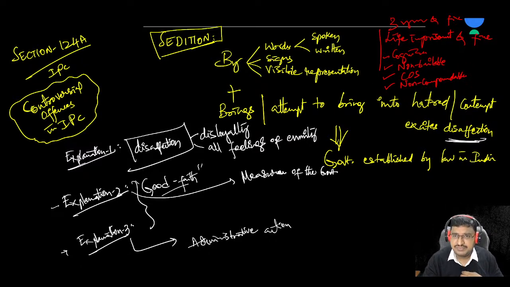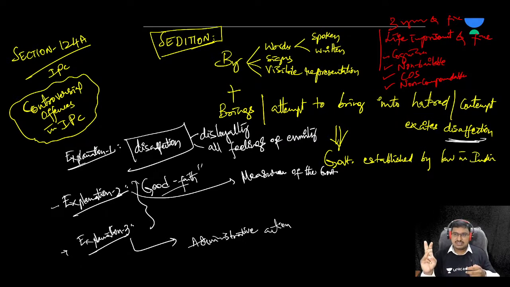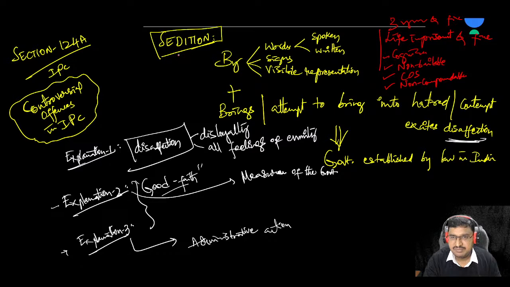Friends, if you go through section 499 of IPC, whoever by words, signs, visible representation, spoken or written, the same kind of words are used in defamation also. Simply, sedition is a defamation against the government. Mere defamation is a defamation against the individual, whereas sedition is a defamation against the government or any government establishment which is established by the law in India. Therefore, sedition is a defamation against the government.